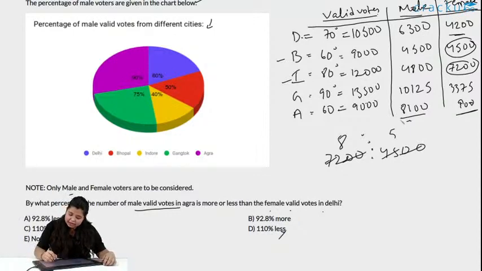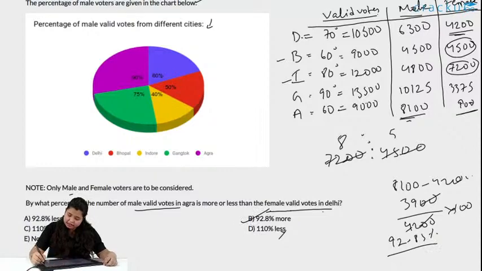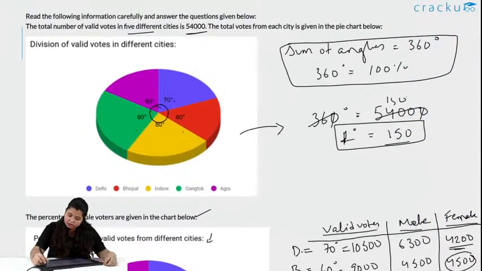So, let us see 8100 and 4200, find the difference. What is the difference? 8100 minus 4200 is 3900. What is the reference point we are taking? We are taking it to be female valid vote in Delhi, that is 4200. So, if you approximate it, then are you getting it 92.85%? Yes. So, what is the answer? Option B is the correct answer. Chalo, let us go to the next question.